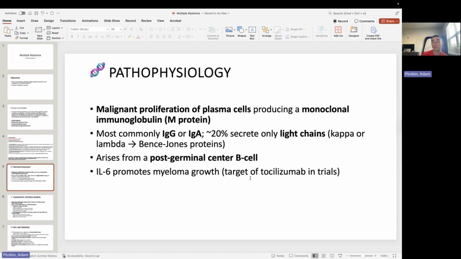All right. So a little bit more about the pathophysiology of multiple myeloma. It's considered a malignant proliferation of plasma cells. So remember, plasma cells are the differentiated form of B cells that secrete very specific antibodies to attack our pathogens, right? And so the thing is we take one type of plasma cell and we just replicate it over and over and over again. And so they're all producing the same type of protein.